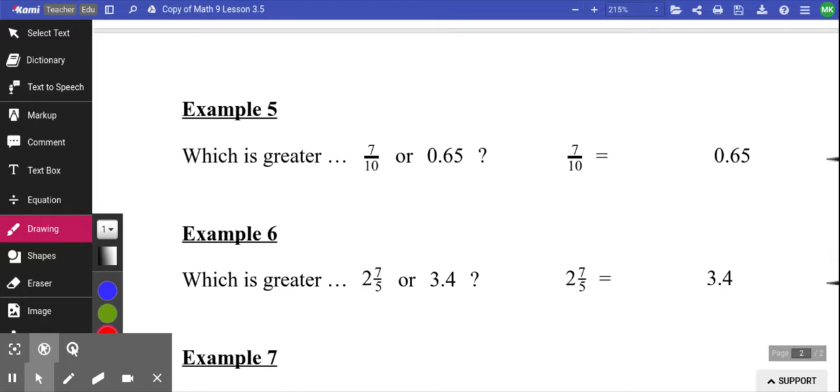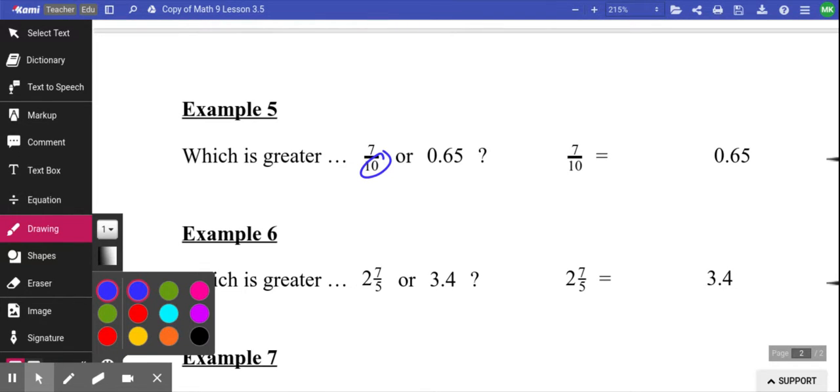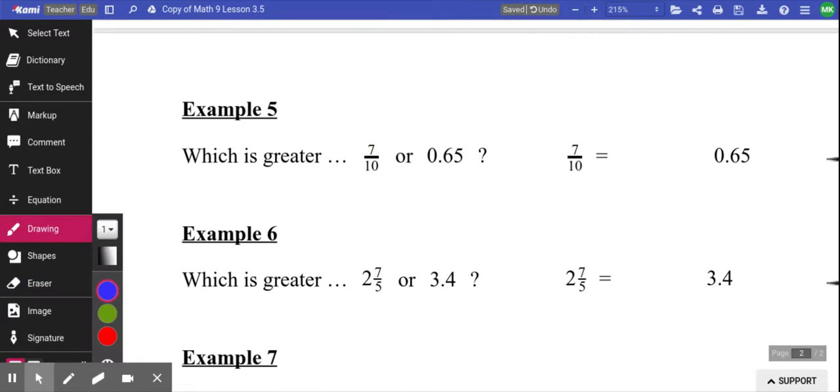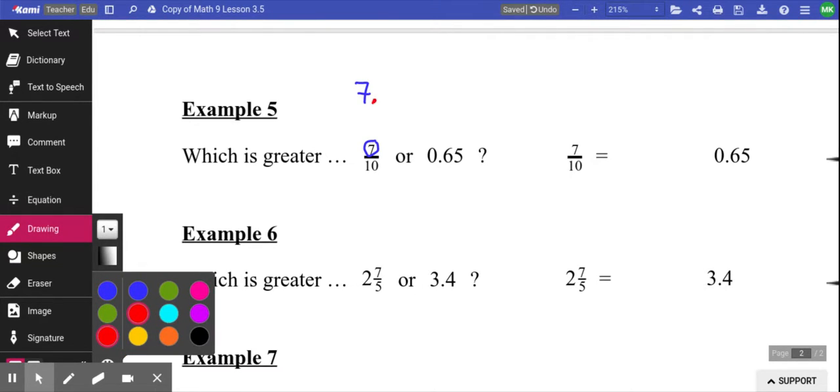So if I were to look at example number 5, I have a fraction versus a decimal, but the fraction is divided by 10. And I can convert divide by 10s really easily. This is what we did on Wednesday. If I'm dividing by 10, all I do is take the top number, which is 7, give it a decimal place, 7 decimal. Divided by 10 means I move the decimal place over 1. This is the same thing as saying 0.7. Remember, if it was divided by 100, I would move the decimal place 2 to the left.